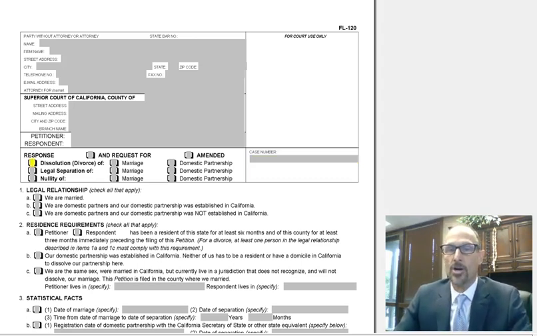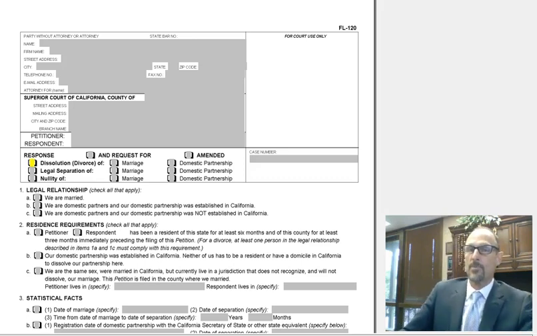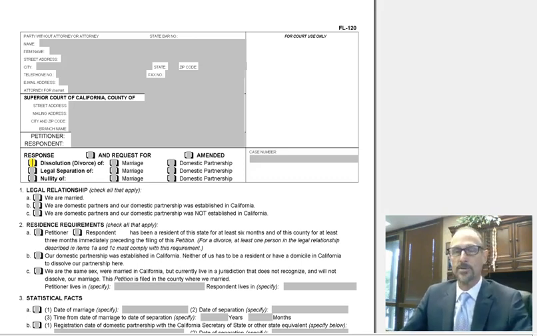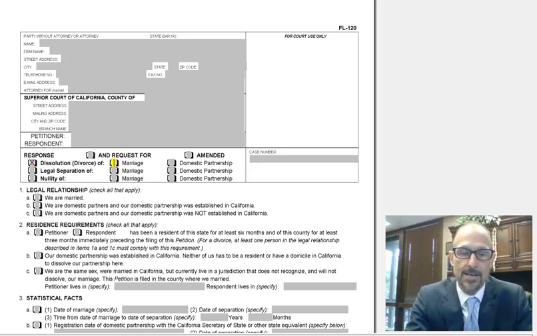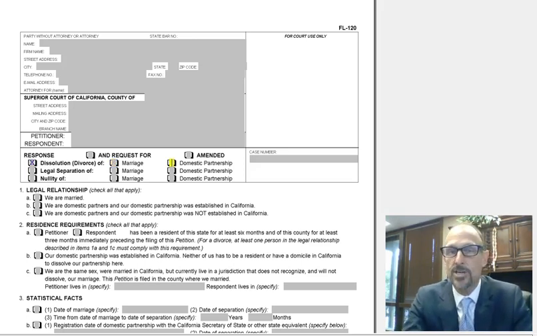Okay, then you're going to mark the appropriate boxes for which you're responding to. If you're responding to a dissolution of marriage, you're going to mark that box and the marriage box. If it's a dissolution of a domestic partnership, you're going to mark that box. So just mark the boxes accordingly.